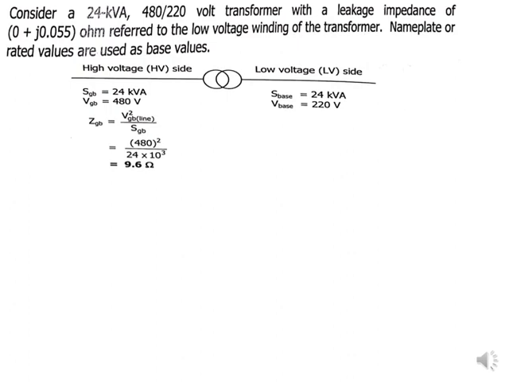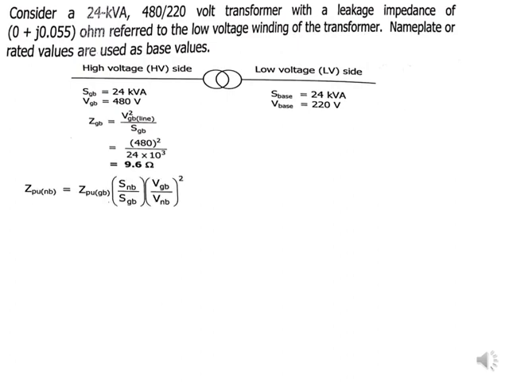We start then by looking at our HV side of our transformer, and we calculate the Z given base. And that given base is going to be your voltage squared divided by your apparent power. So your voltage on your HV side is 480, and then you're going to square that and divide by the 24 times 10 to the 3. That gives you 9.6, and that 9.6 is not a per unit value, but it's an ohms value.